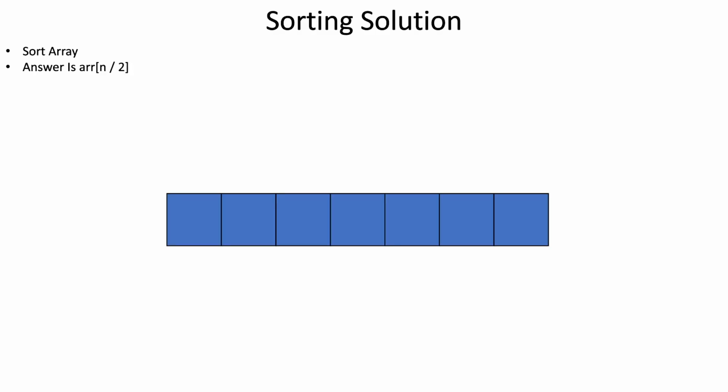Now let's look at the sorting solution. All we have to do for this solution is sort the array and return the array at n divided by 2 index. Let's see how this works.